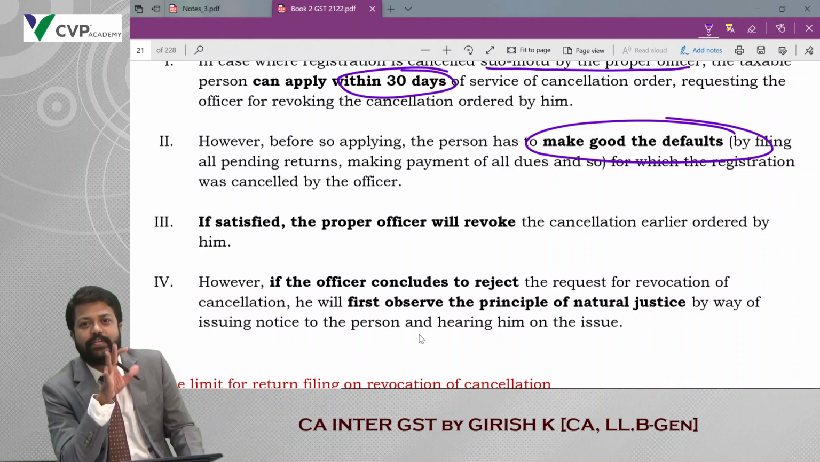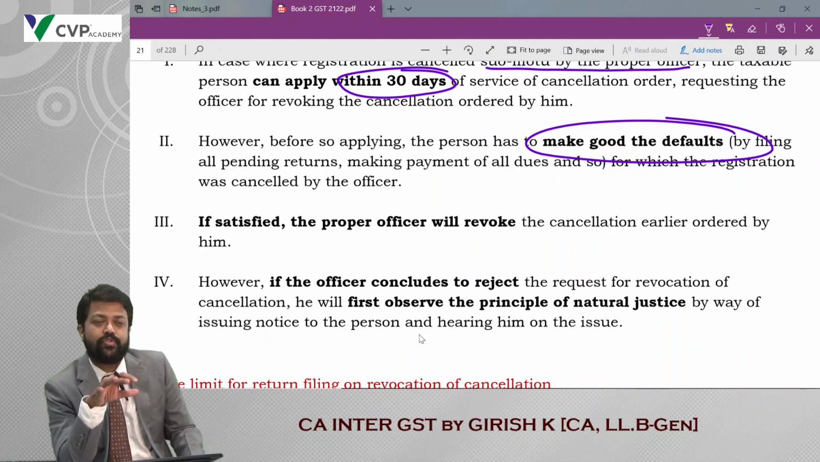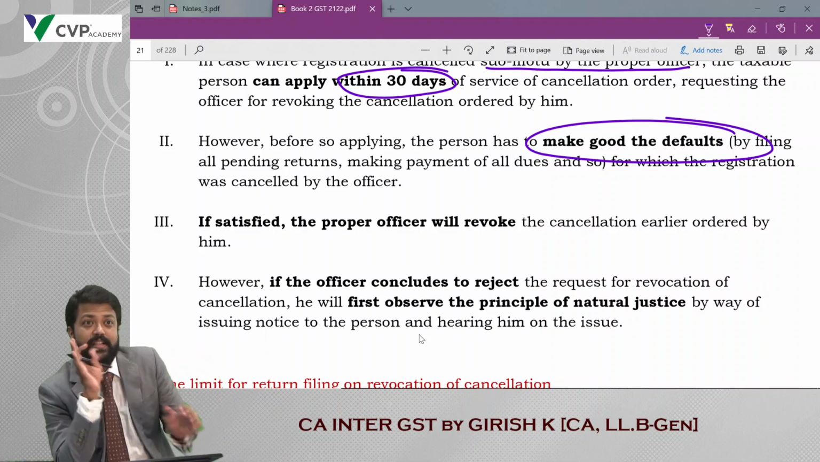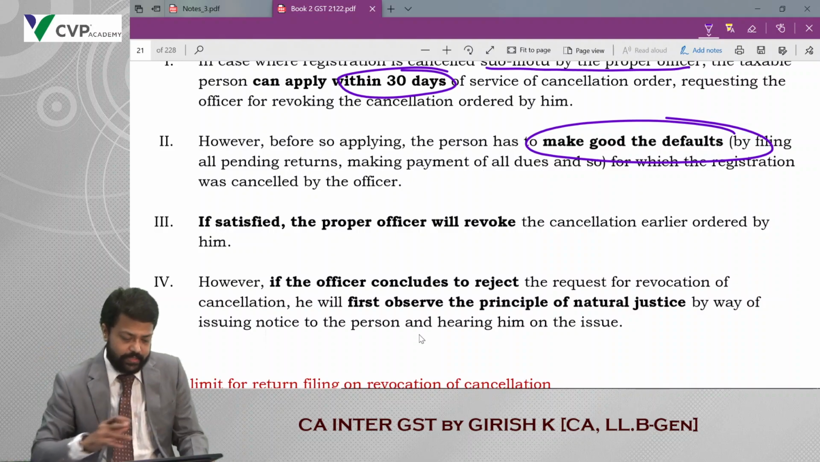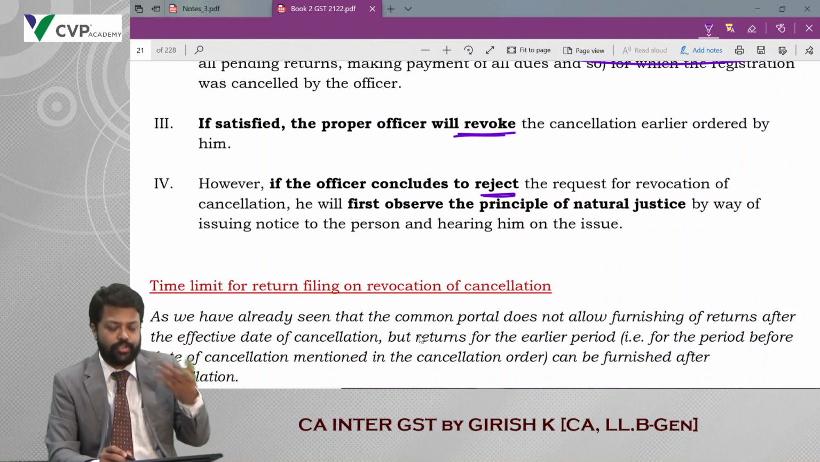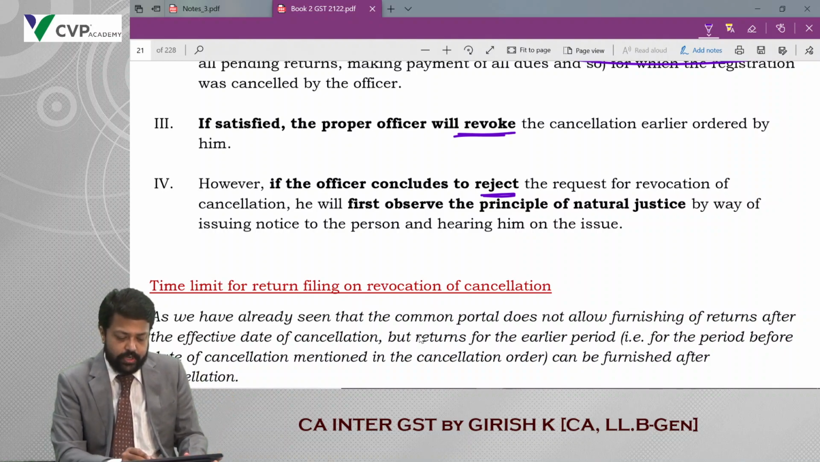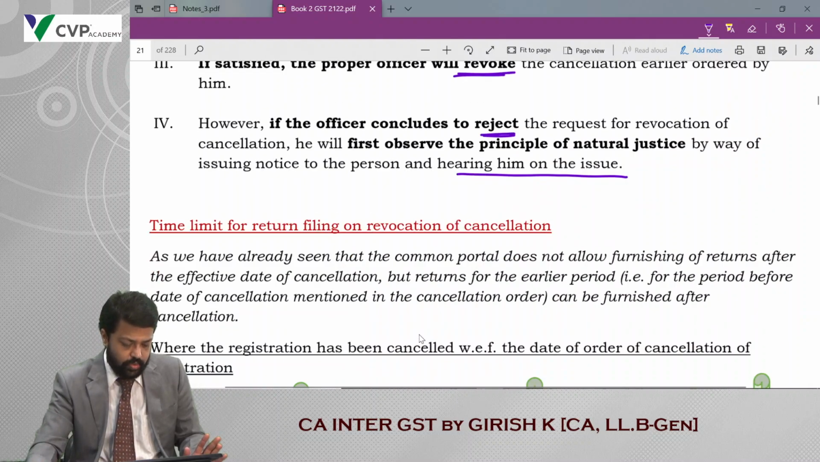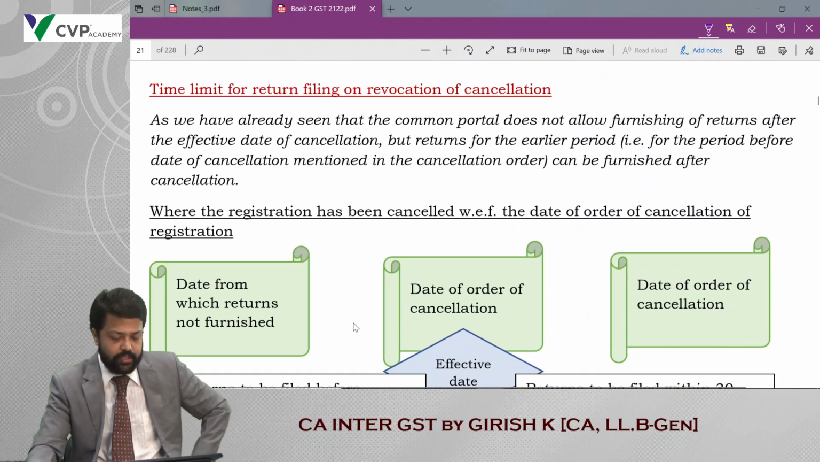So for example, after 2 more months, the registration is cancelled with effect from an earlier date. So for revocation or restoration, I have to file 6 plus 2 months, that is, till the date of cancellation I have to file all the returns. Now, if satisfied, the proper officer will revoke the earlier cancellation order. However, if the officer concludes to reject the request, then he must first observe the principle of natural justice, which means he will give an opportunity of being heard, by issuing a notice to the person and hearing him on the issue. Time limit for return filing on revocation of cancellation.